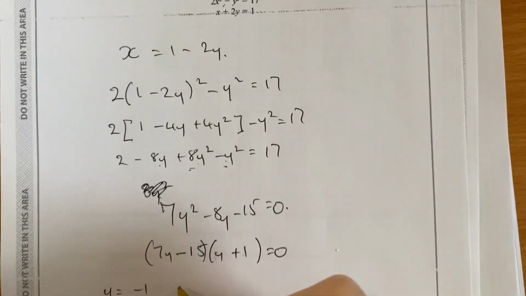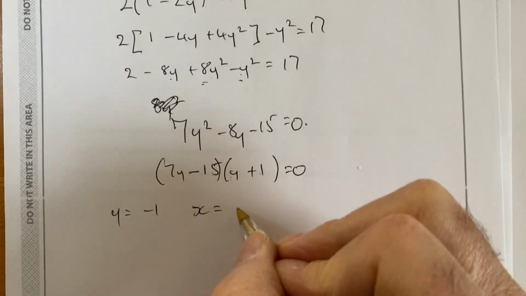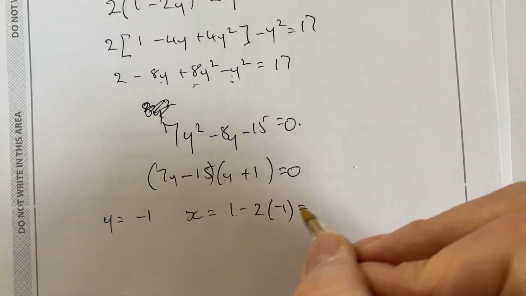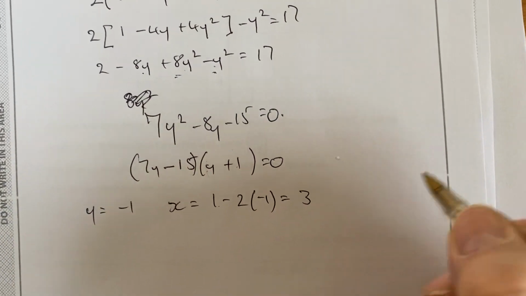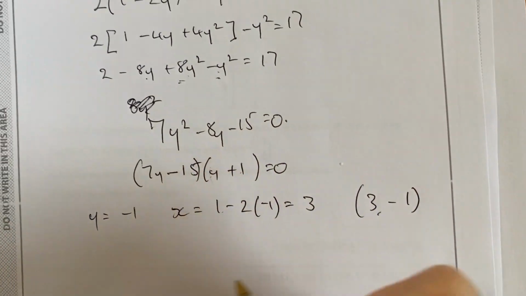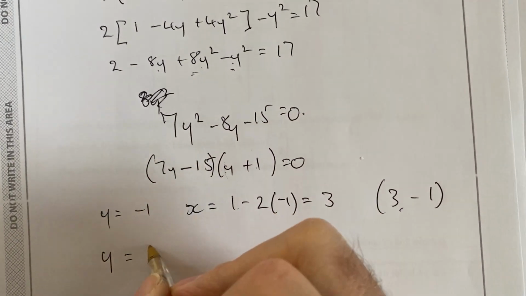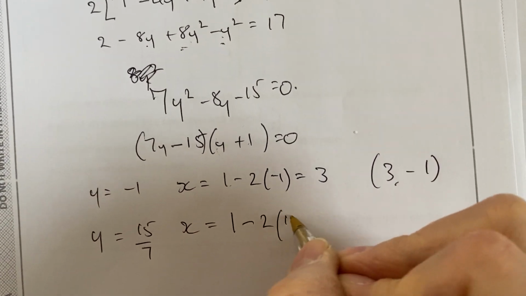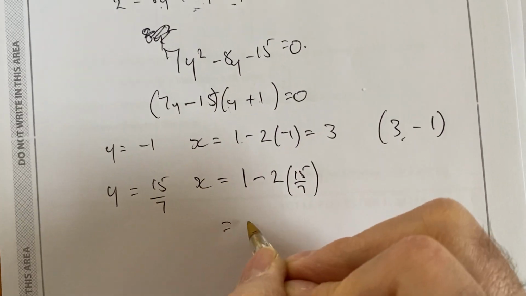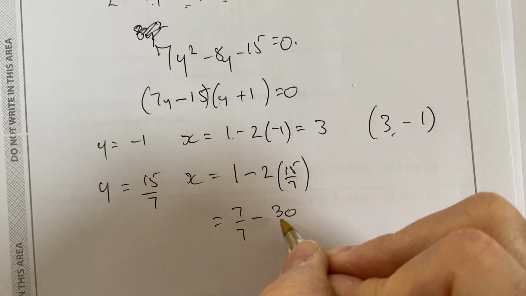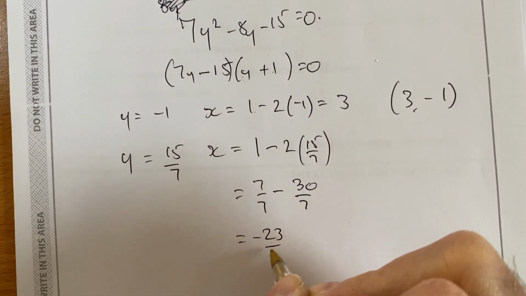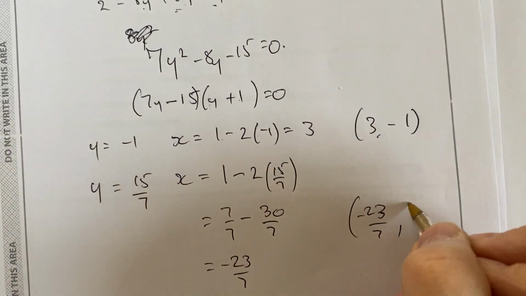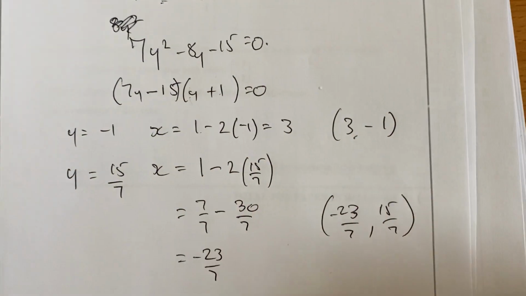When that is the case, I note here it says x equals, so x equals 1 minus 2 lots of minus 1. 1 minus minus 2 is 1 plus 2, which is 3. So one coordinate point is (3, -1). The other one is when this bracket equals 0, which is y equals 15 over 7. And so that means x equals 1 minus 2 lots of 15 over 7. Now, 1 I can write as 7 over 7, minus 30 over 7, which is minus 23 over 7. So there we go. x coordinate of minus 23 over 7, y of 15 over 7. And they'll expect you to leave it in fractional form.